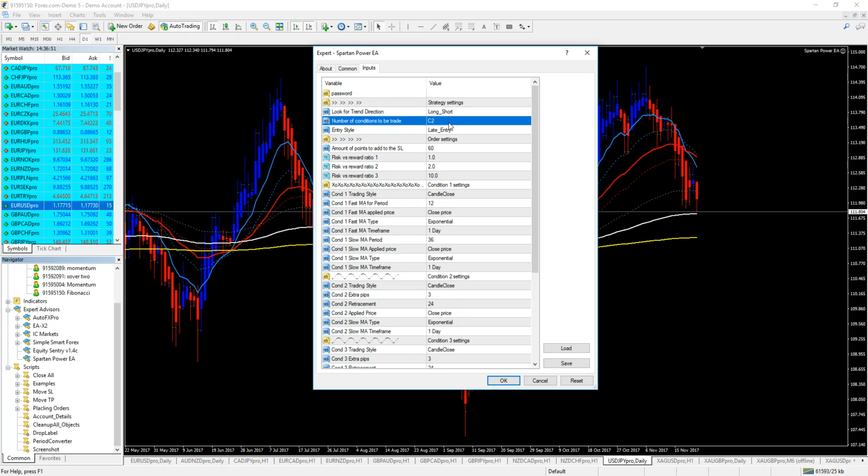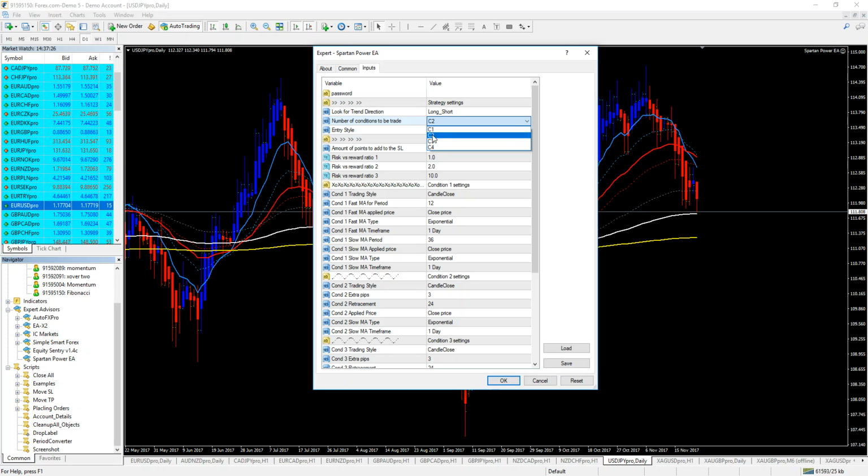Then you have here a number of conditions to be traded. The conditions are basically the way the EA is going to look for crossovers, or mainly the crossover. That's condition 1. Condition 2, 3, and 4 are mainly the retracements. So if you want a daily crossover, you will only look for condition 1. If you want a daily crossover and a retracement on the daily, then you look for condition 1 and 2. Obviously condition 2 takes into account condition 1 previously.